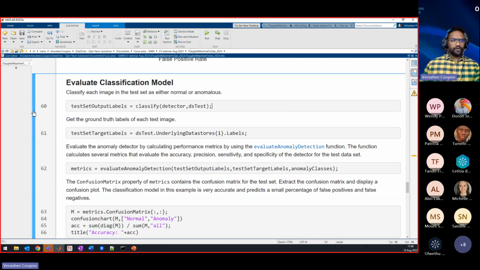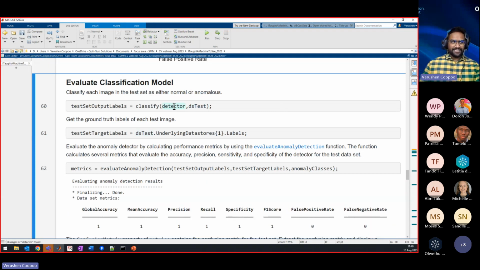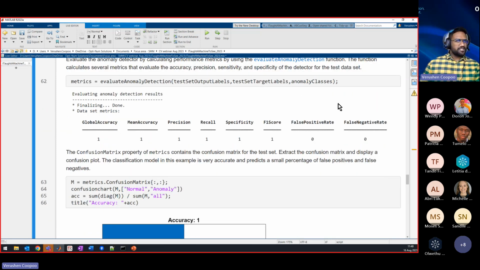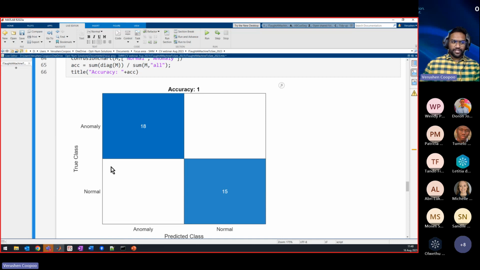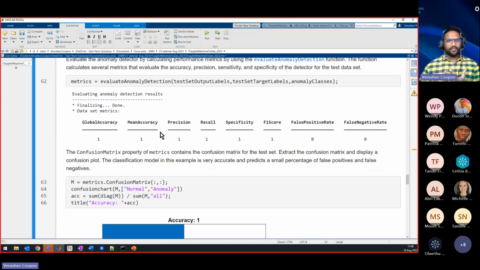Up next, we're going to take our test set of images, pass it through our detector, and actually get a classification of abnormal or normal of our 33 testing images. You can see here that it's a 1 by 33 array. It shouldn't surprise you, given what I've shown you already, that all these statistics are equal to 1, that this confusion matrix is perfect.